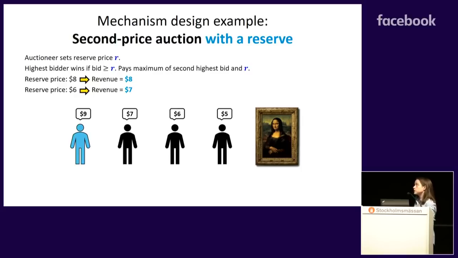But if we set the reserve price too low, then we kind of revert back to the second price auction. So if we set the reserve to be $6, then we get a revenue of $7 because that's the maximum of the second highest price and the reserve.